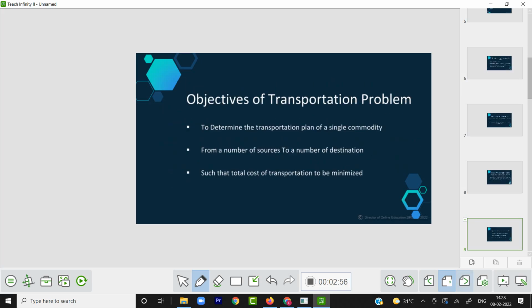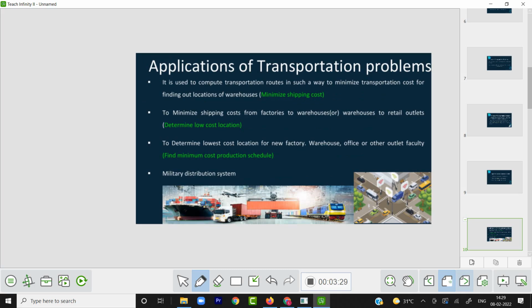Objectives of the transportation problem: to determine the transportation plan for a single commodity, that is, one kind of goods, taking the goods from origins to destinations of a particular commodity from a number of sources to a number of destinations. Here we are going to find the total cost to be minimized in this shipping.